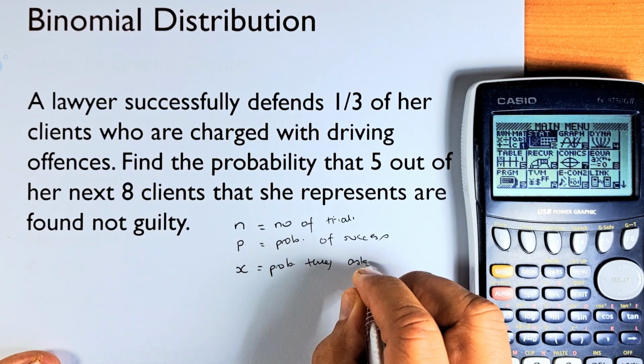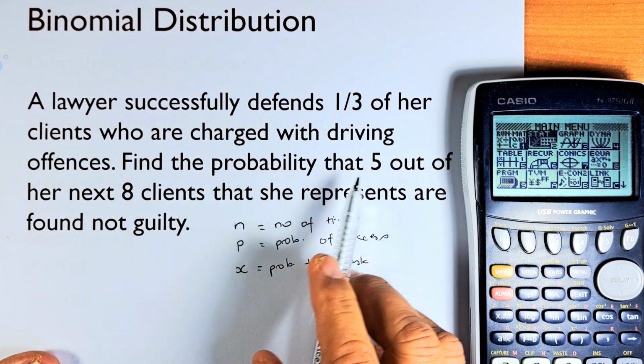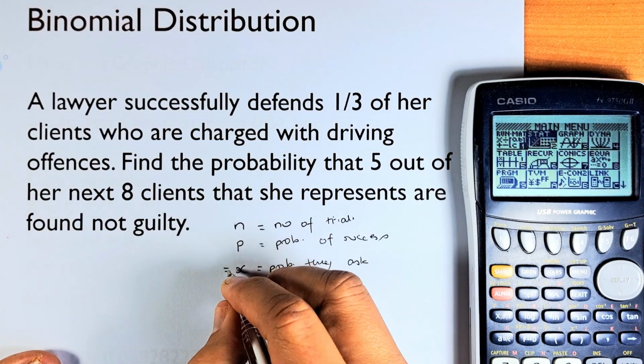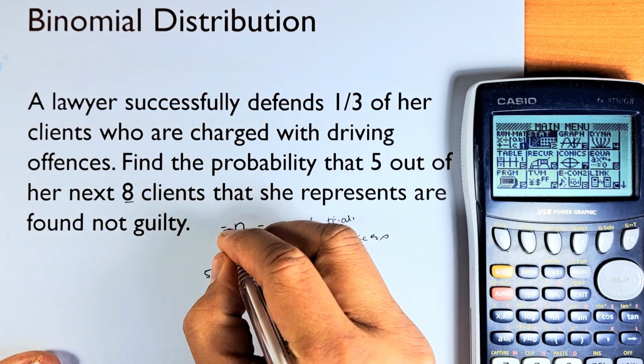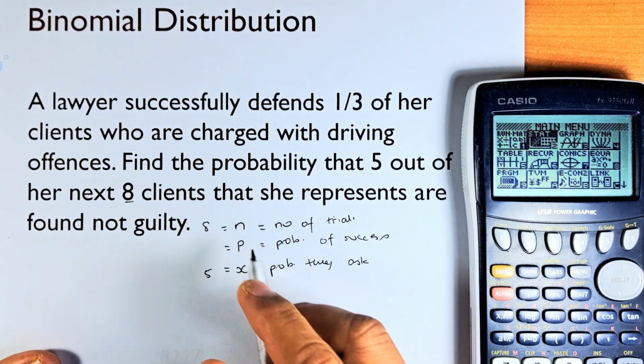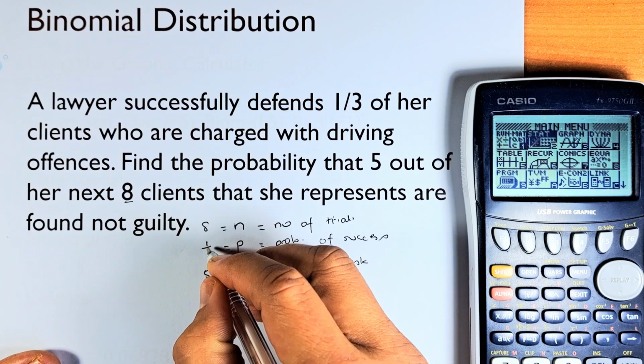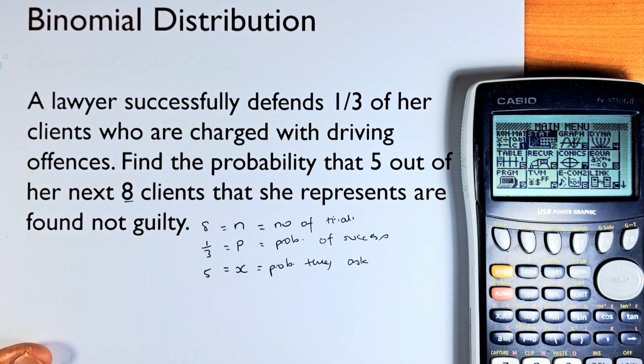For example, in our case, 5 out of 8, so X must be equal to 5. N is the total number of trials, so there are 8 clients, so N equals 8. And P, the probability of success, is 1/3. Once you know this, we can use the calculator to solve this.